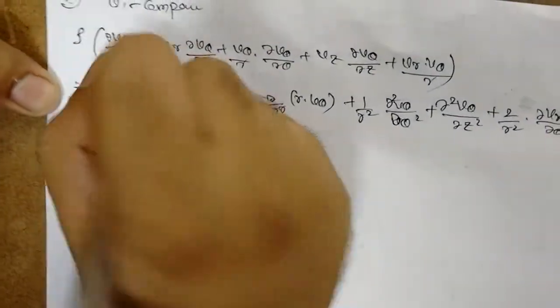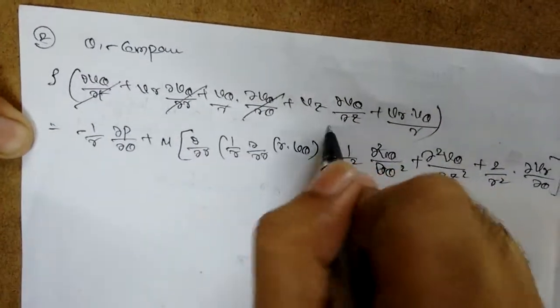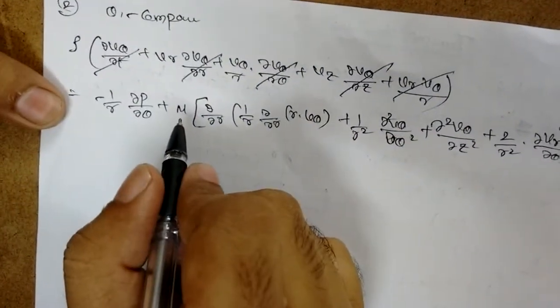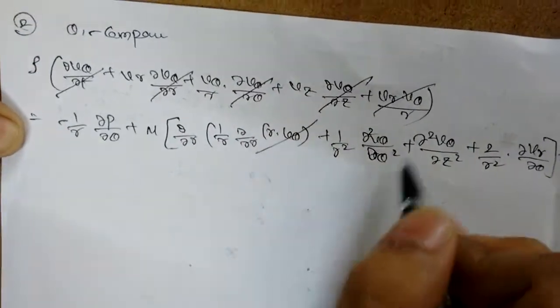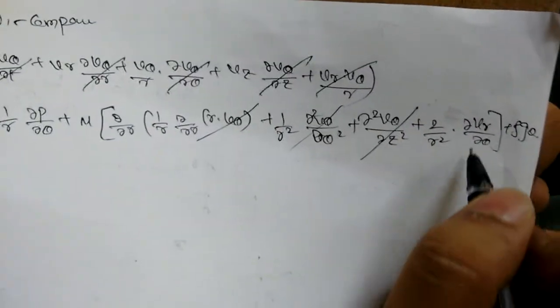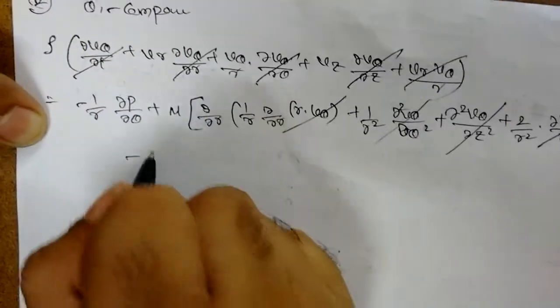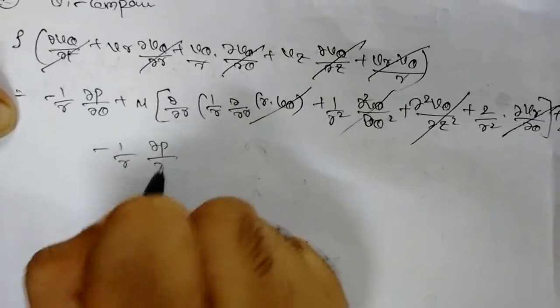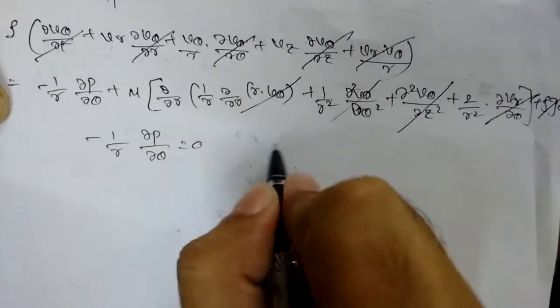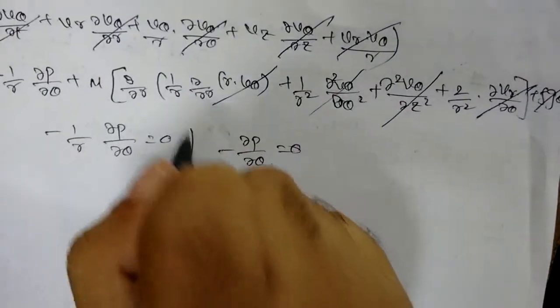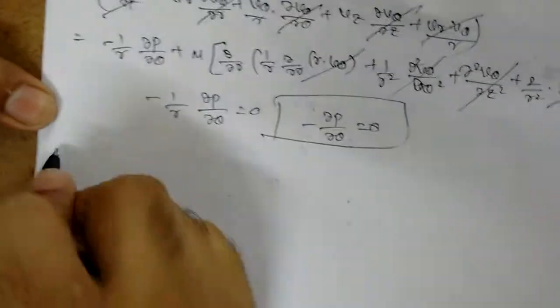So in this, some of the Vθ terms are not there, and dou Vr and dou Vθ terms are also 0. Coming to this, Vθ is not there, Vr is also not there, rho is not there, it's 0. So finally the equation is 1 by r into dou P by dou θ equal to 0. So finally from the equation of θ we can get this.